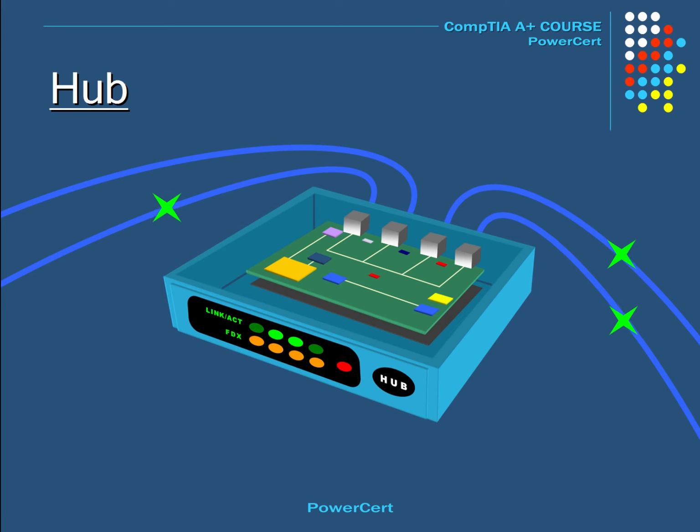There are also two different types of hubs: passive and active. The difference is a passive hub does not require power, but an active hub does require power.